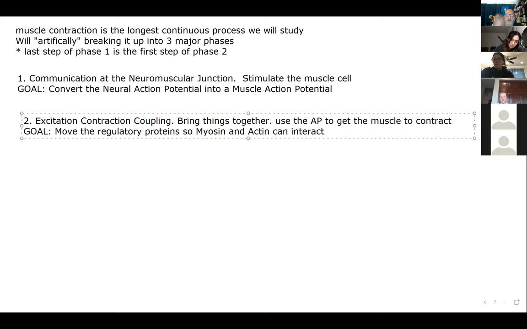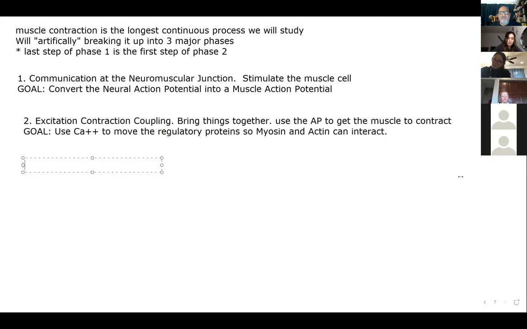But all we have is this electrical signal. And remind me again, what did we say we were going to use to move those regulatory proteins? ATP. Well, ATP is going to give us the contraction. But remember, moving the regulatory proteins is a wonky thing. There we go. So we're going to use that calcium to move those regulatory proteins. And actually, let's write it that way. Our goal is to use calcium to move the regulatory proteins so that the myosin and the actin can interact.